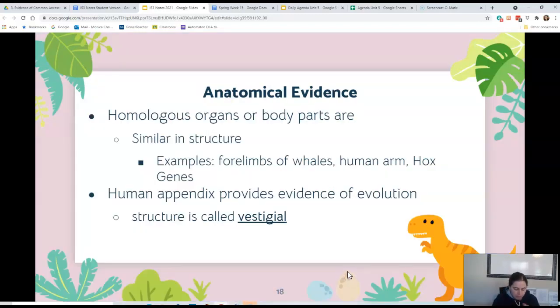Anatomical evidence. So we have fossil evidence, now we have anatomical evidence. We have homologous organs, or body parts that are similar in structure. For example, the forelimbs of whales are similar in structure to the human arm. Obviously, it's on a very different scale. The whale is much larger than the human arm. And the Hox genes are another example of something that is similar in different organisms. The human appendix will also provide evidence of evolution because that is a vestigial organ, meaning that we still have it. It doesn't do anything anymore. It used to do something, but it doesn't do anything anymore.